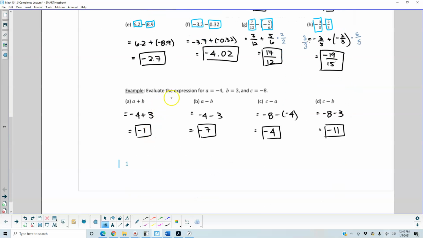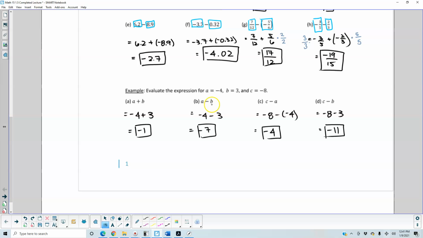Next part, we're going to evaluate the expression for when A is negative 4, when B is positive 3, and C is negative 8. Our first one, we have A plus B. We're going to replace A to be negative 4 plus B, which is 3. So negative 4 plus 3 gives you negative 1.